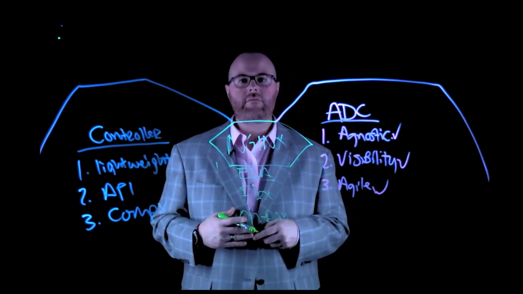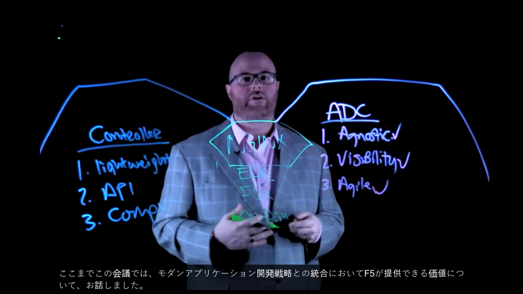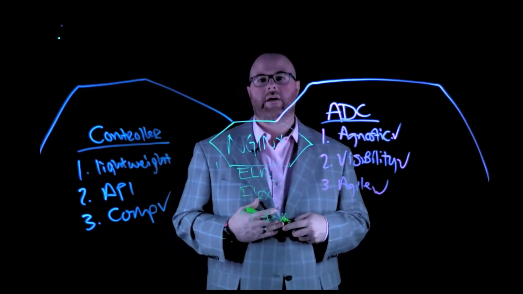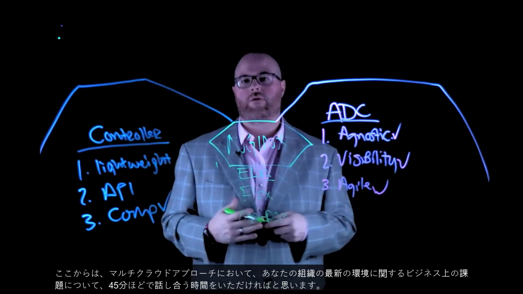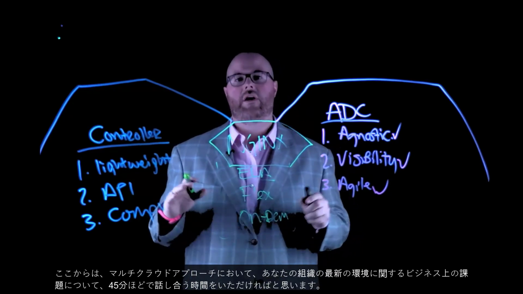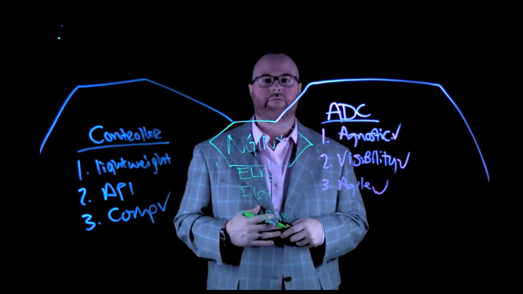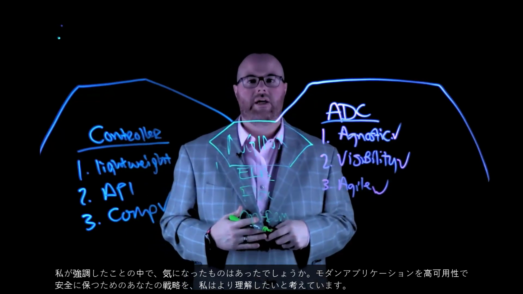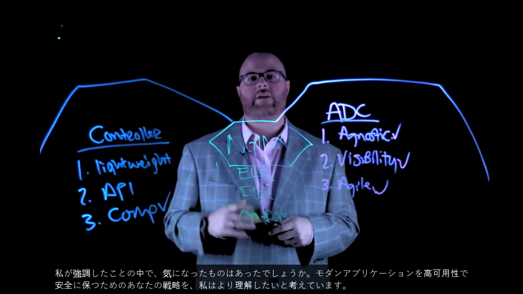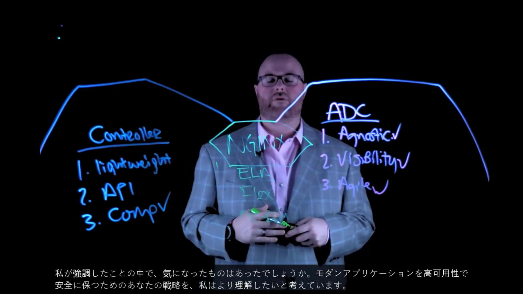So far, the meeting has been about F5 and our value integrating with your modern app development strategy. What I'd like to do now is spend the next 45 minutes or so discussing more about your organization's business challenges with your modernized environment and your multi-cloud approach. I'd like to hear if any of the things that I've highlighted here set off any bells, and I'd also like to better understand your strategy to keep these modernized applications highly available and secure.